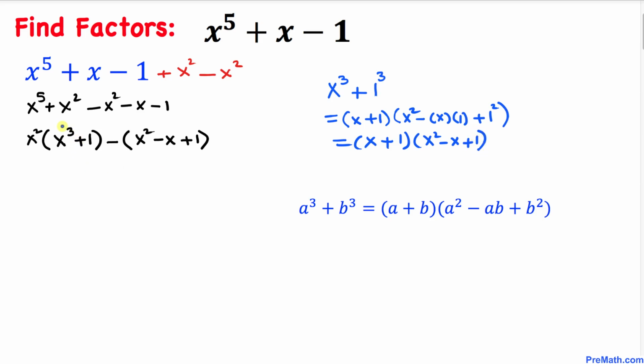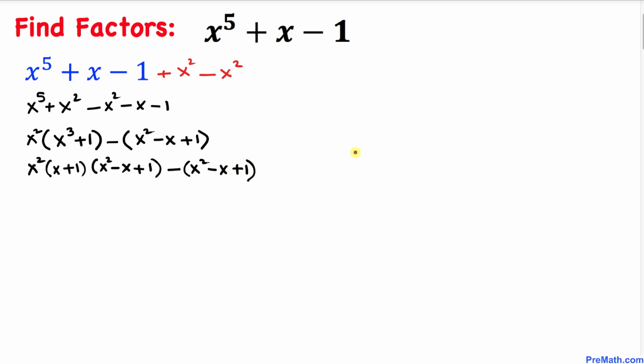And now let's revert back to this x power 3 plus 1, and now we got this factor over here. Let's go ahead and replace it. So this could be written as x squared outside and then x plus 1 times x squared minus x plus 1, and then just leave everything else as it is, minus x squared minus x plus 1. And now we can see that this x squared minus x plus 1 is in common over here. So therefore I can factor that out.